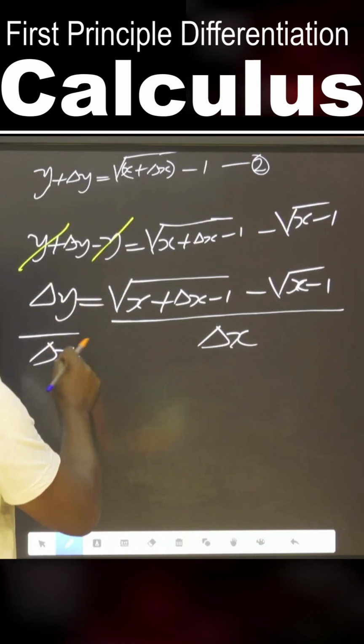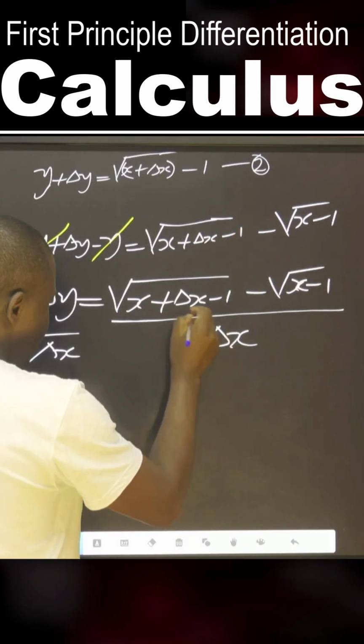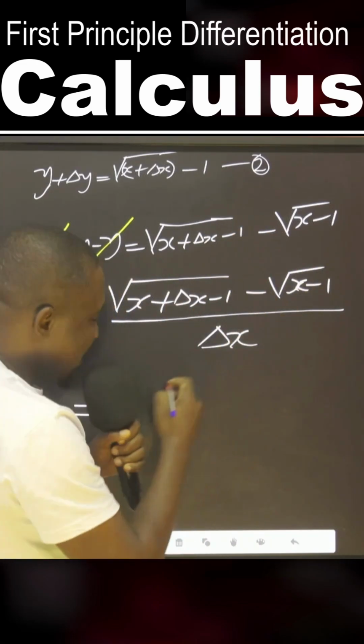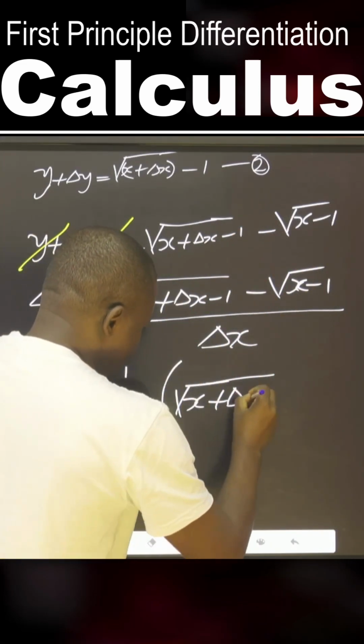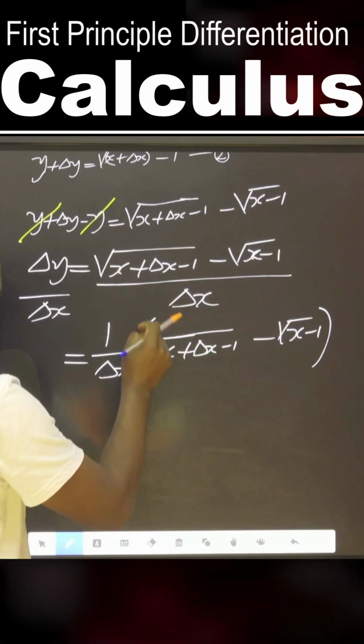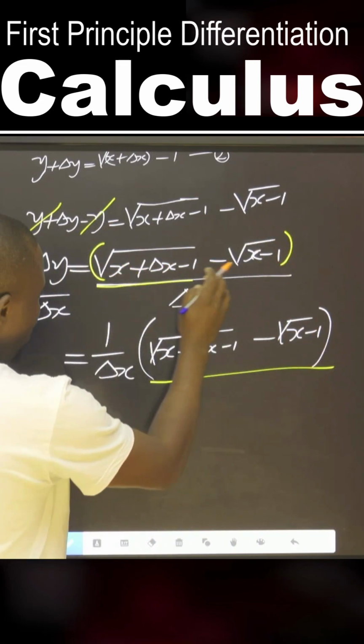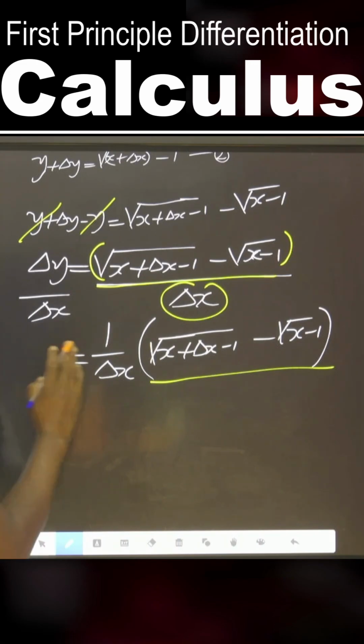Okay? As you can see, we now have delta y over delta x. But let's work on this side. Remember, I can also express this by writing it like this. What we just did, we say 1 over this. Then we still retain these guys as this one. Then this over this, we took it to one side.